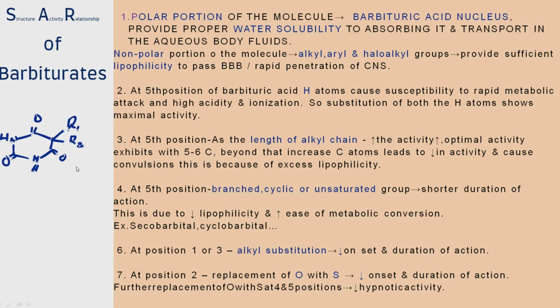If the carbons decrease, the lipid solubility will decrease, and blood-brain barrier ability will decrease. If the carbon size increases, it also decreases the activity because of the rapid exit from the body. And again at the fifth position, the presence of branched, cyclic or unsaturated groups makes the drug have a shorter duration of action.